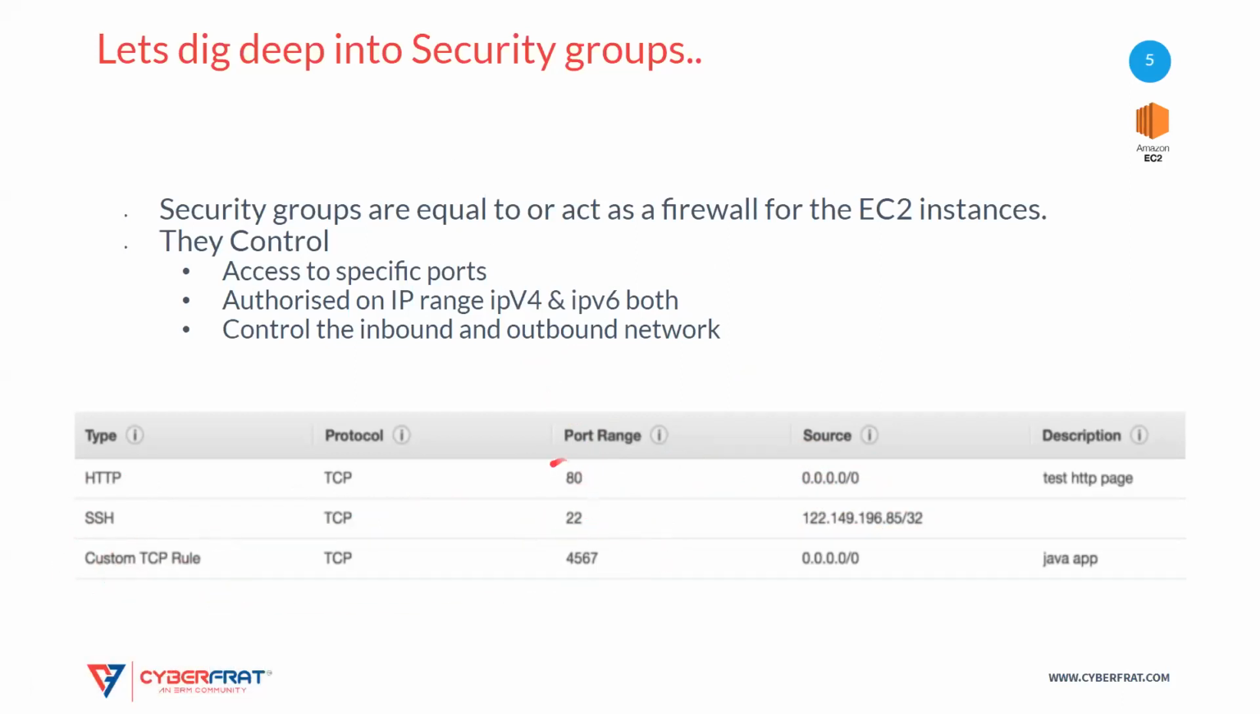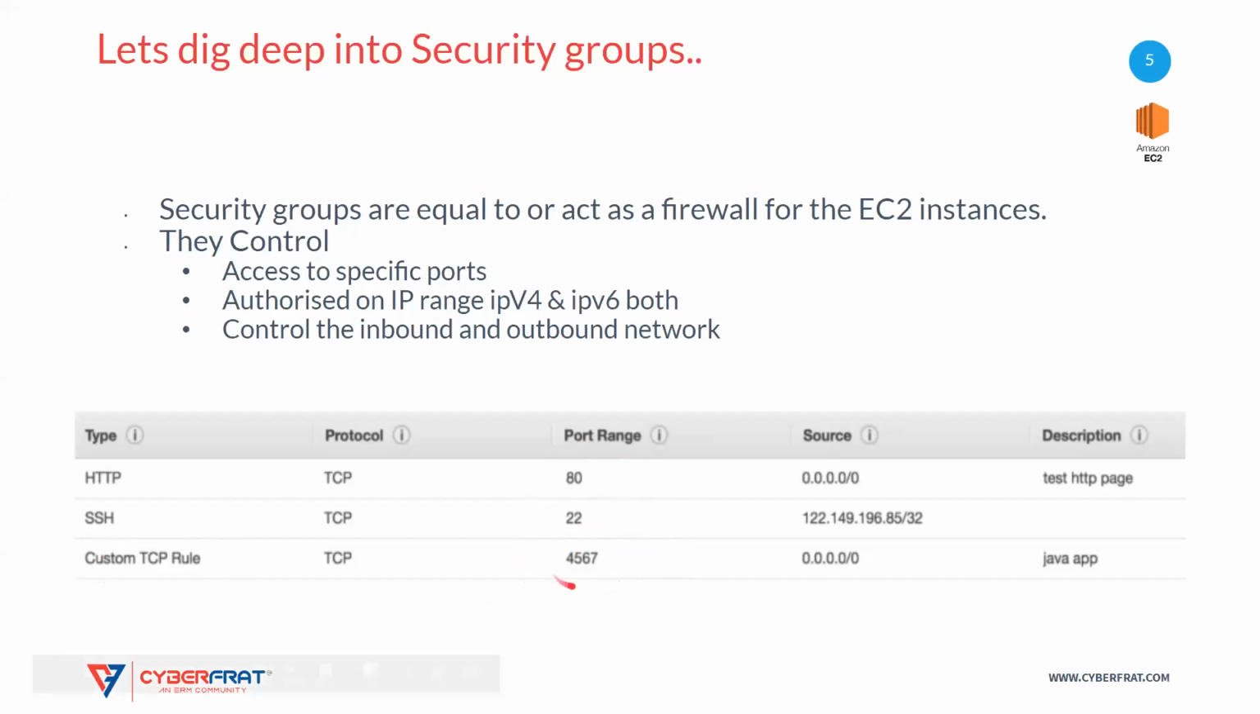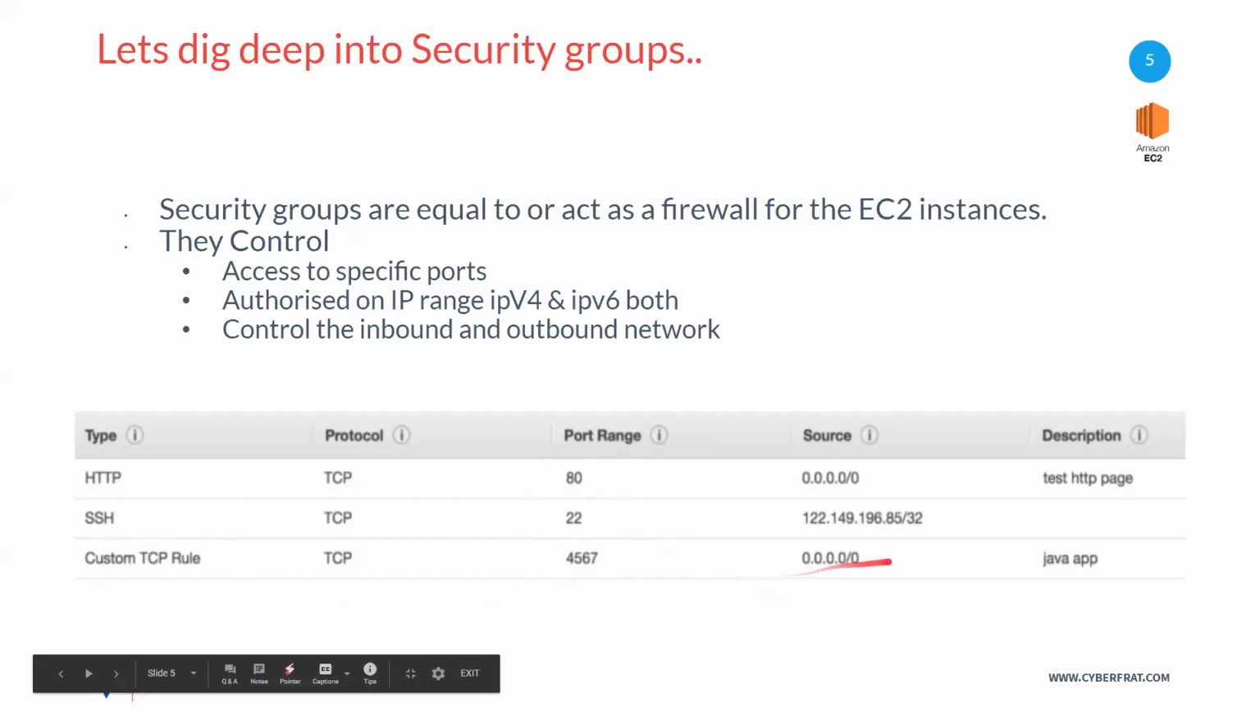And then there is one custom TCP rule as well. These rules AWS has given us as predefined from the drop down, and you can also write a custom TCP rule on a specific port. So for example, here my Java application is running on port 4567, and I want that application to be accessed from anywhere on the planet. So I have given access to all.